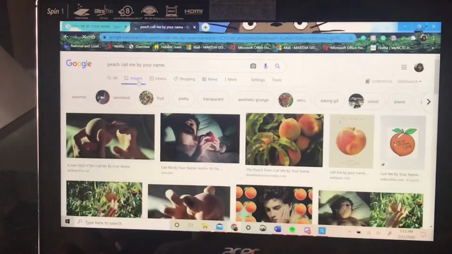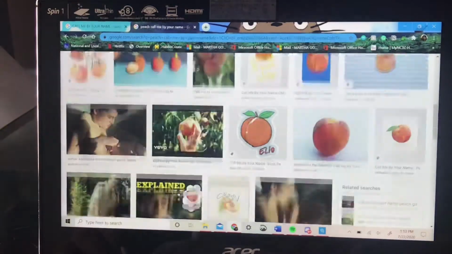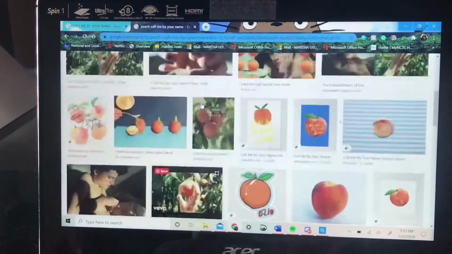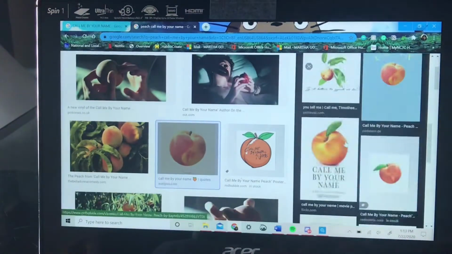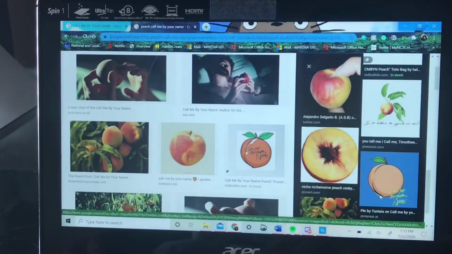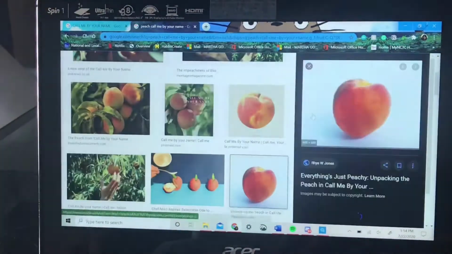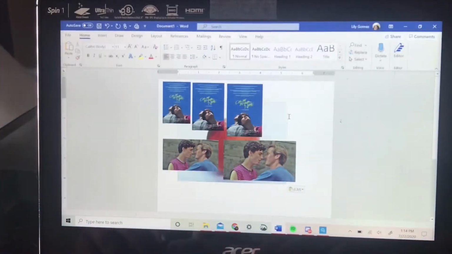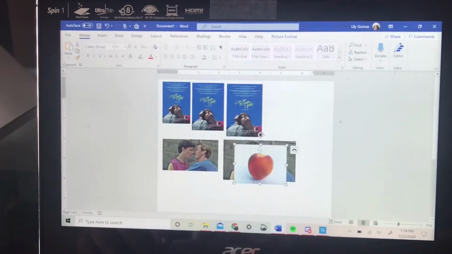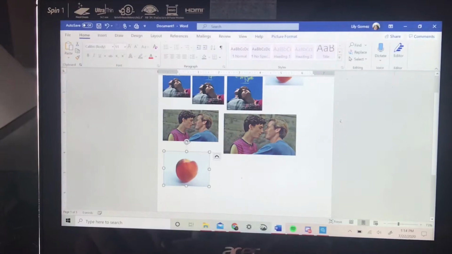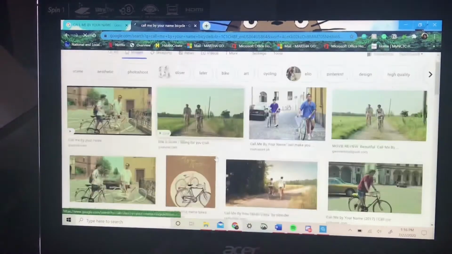So now I try to look for some pictures that have some sort of symbolic meaning in the movie, like the peach. I also wanted to include the flag of Italy, but I just thought it didn't really fit the aesthetic of the spread I was going for. And again, I'm just duplicating it and making it a little bit bigger.